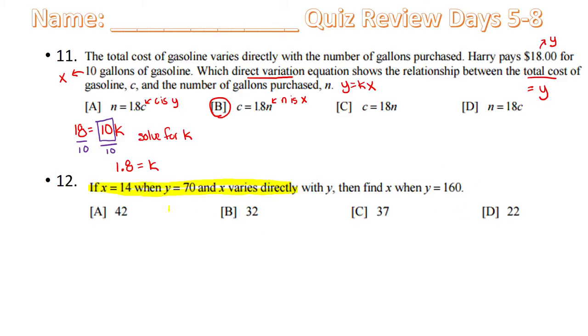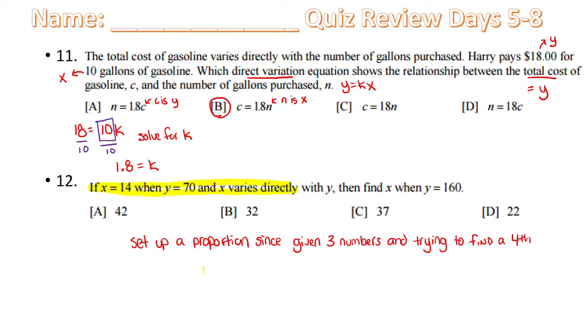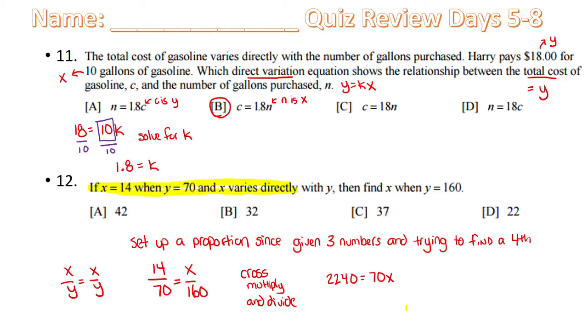Or a much easier way to do this is, since I have three numbers in the problem and we're trying to find the fourth number, we could set up a proportion, which makes this a little bit easier. So x and y are directly related, so I can write that as a fraction as long as I set it equal to x and y on the second part of the proportion. Usually people like proportions because all they have to do is cross multiply and divide. So 14 times 160 is 2,240, and then divide by 70 to get 32.